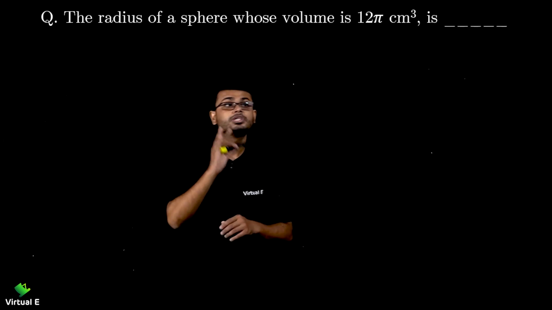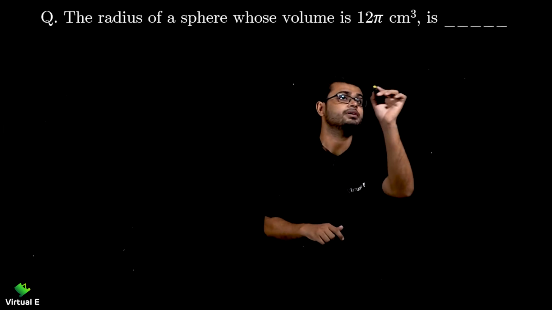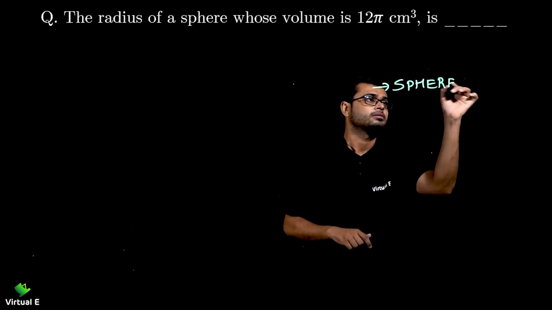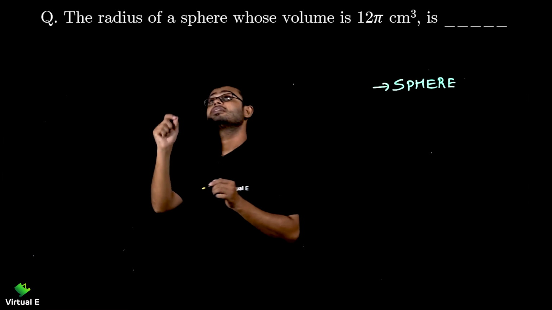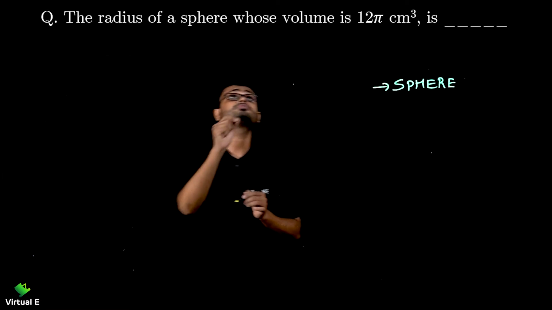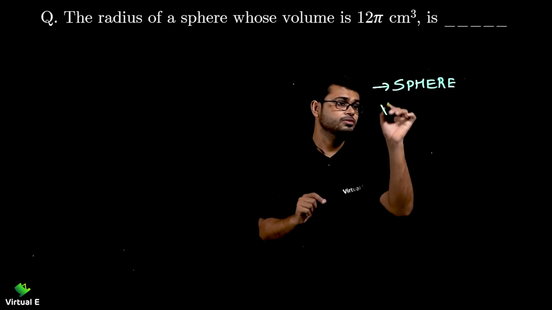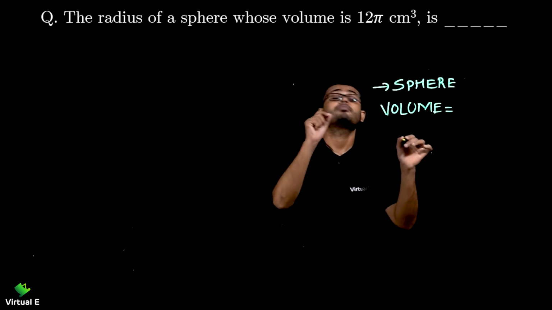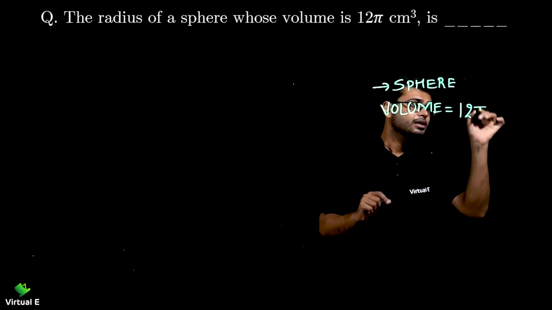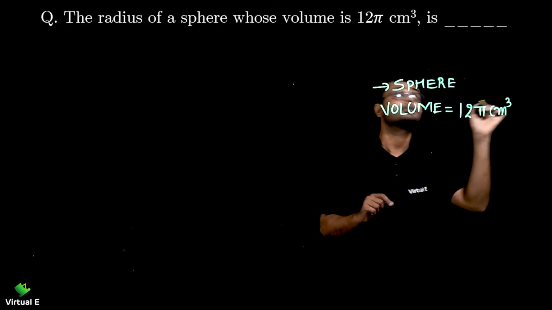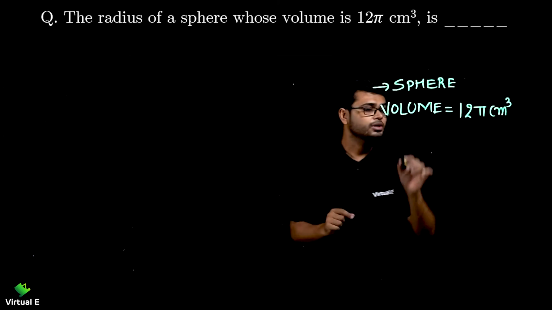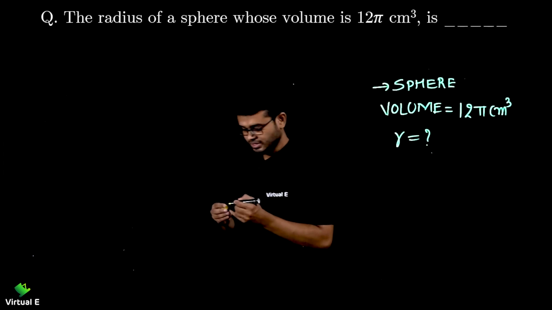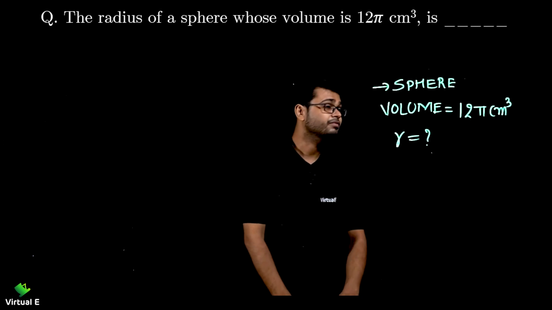Okay, so the shape is a sphere. So we have a sphere here. Let's write sphere it is. What about the radius? Let's see. The radius of the sphere whose volume is 12 pi centimeter cube is dash. Okay, so we need to find the value of the radius. Very simple question it is. Very simple. Let's start with the question.